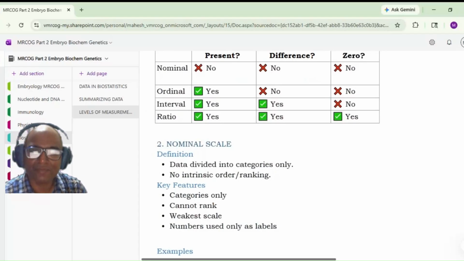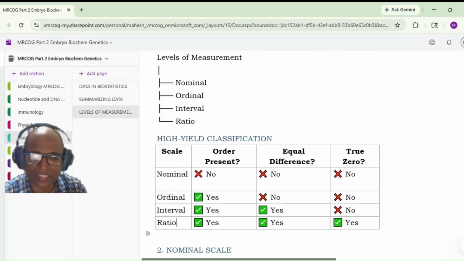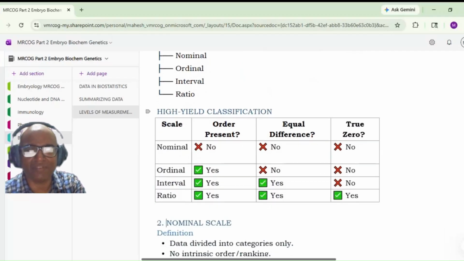In ratio scale there is an order, there is equal difference between the categories, and there is a true zero also. While in interval scale there is no true zero, that you please remember. In interval scale there is no true zero. For example, for interval scale it is the temperature. And most of the other continuous variables which we routinely measure are ratio, and ratio is the highest scale.